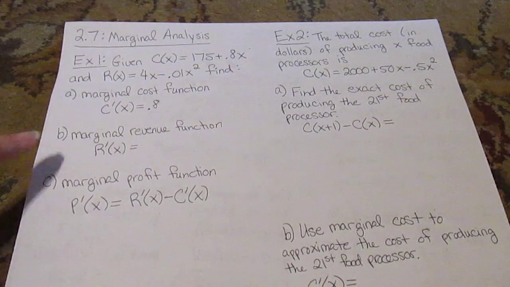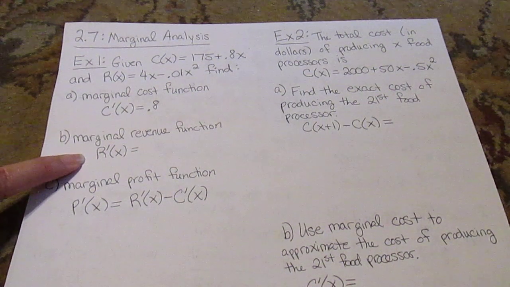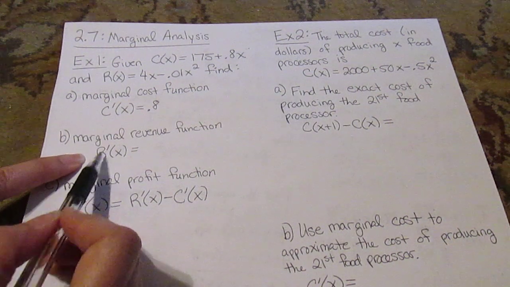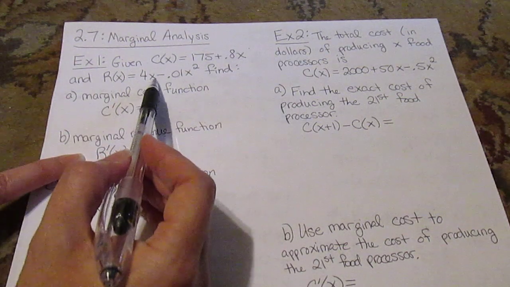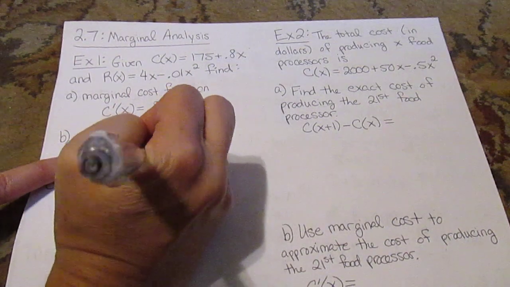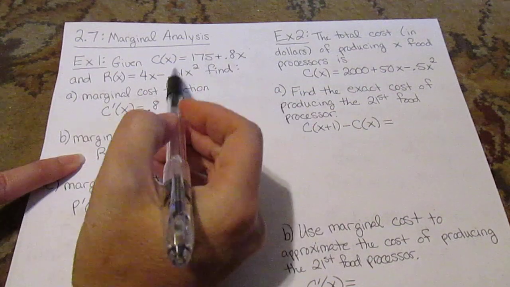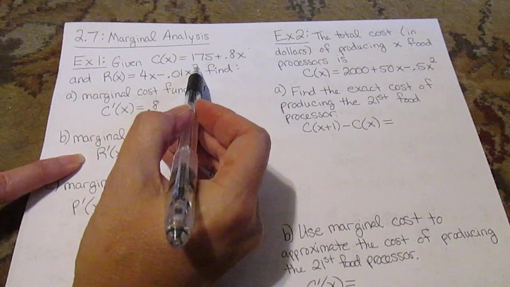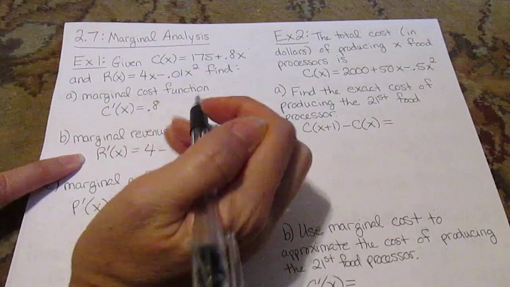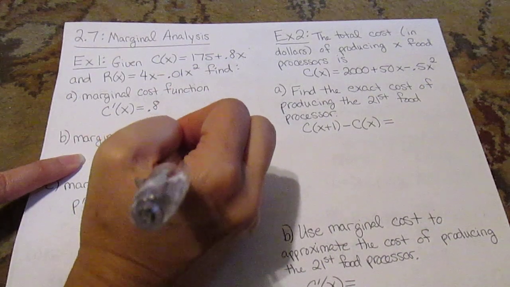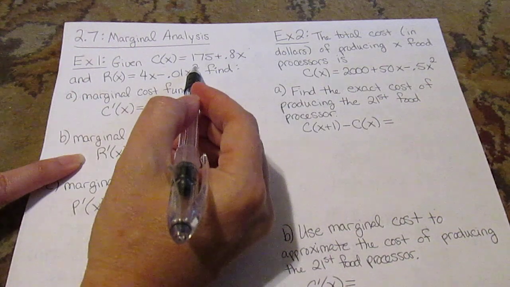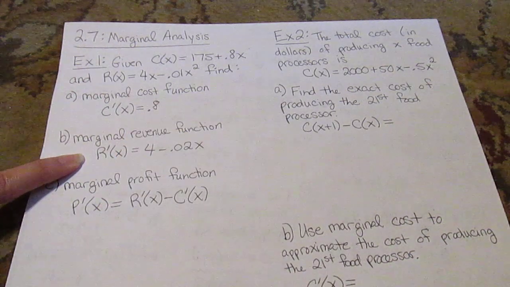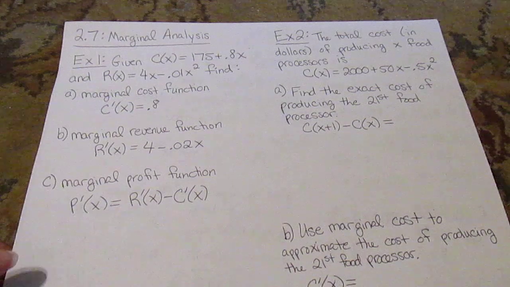Okay. All right, part B, marginal revenue function. Well, again, we're just going to take the derivative now of the revenue function. So we've got just 4 minus, okay, bring the power down. So 2 times 0.01 is 0.02x, and then 2 minus 1 is 1, so we don't even need to write the 1 there.